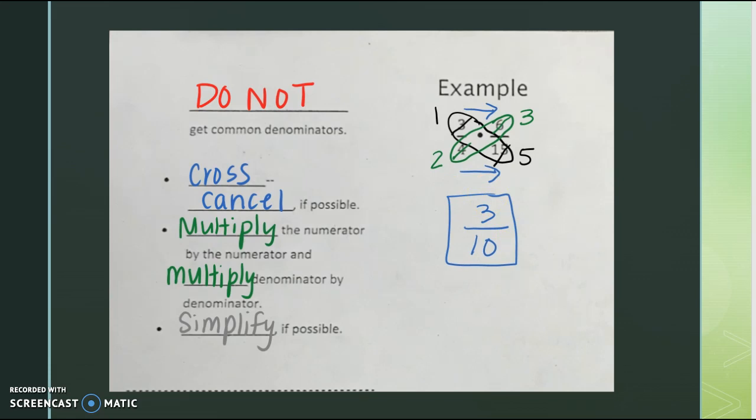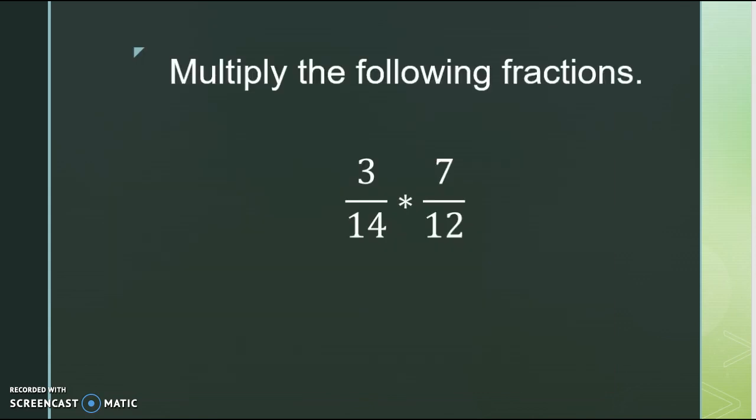Now there is another problem I want to do with just multiplying fractions. So hopefully there's a little bit of room underneath this example problem. If there's not, go ahead and use your notebook and do the practice problem in your notebook. So the next problem here says multiply the following fractions, 3/14 multiplied by 7/12. So our first step is to not get common denominators. So we're not getting common denominators. Then we want to see if we can cross cancel.